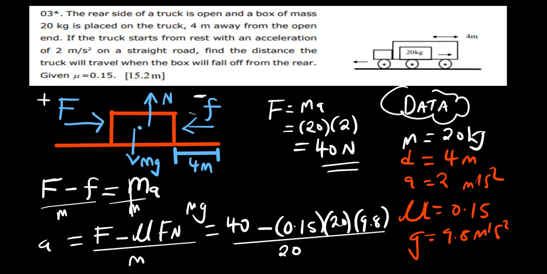Now when I solve that, what am I getting? 40 minus 0.15 multiplied by 20 multiplied by 9.8. Don't forget to put them in brackets. Answer divided by 20. So the acceleration that I'm finding is 0.53 meters per square second.